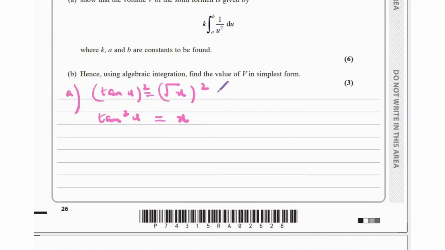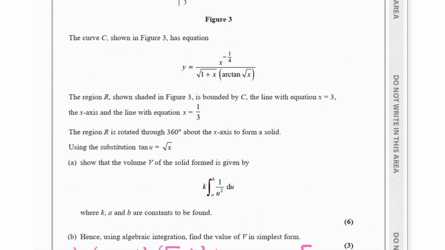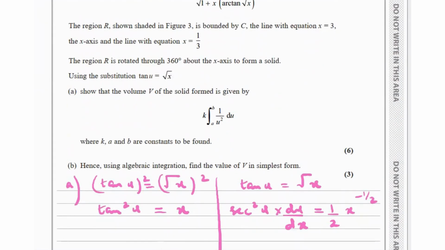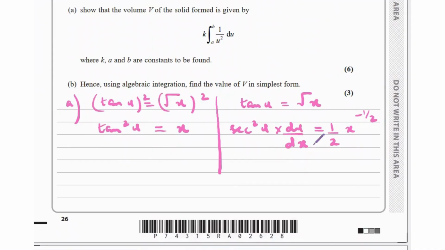That is one thing. Other thing we will do is that we will differentiate this equation. So when you differentiate this equation, derivative of tan is secant squared. So secant squared u times du by dx, because we're going to differentiate u with respect to x. And then the derivative of root x is going to be 1 over 2 times x to the power of negative 1 over 2. Since the equation is in terms of x and over here the integral has du, what we're going to do is make dx the subject over here and then substitute it with the du part.